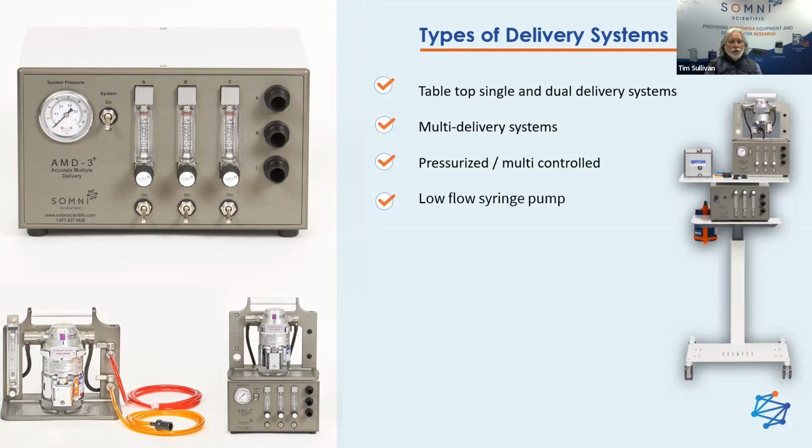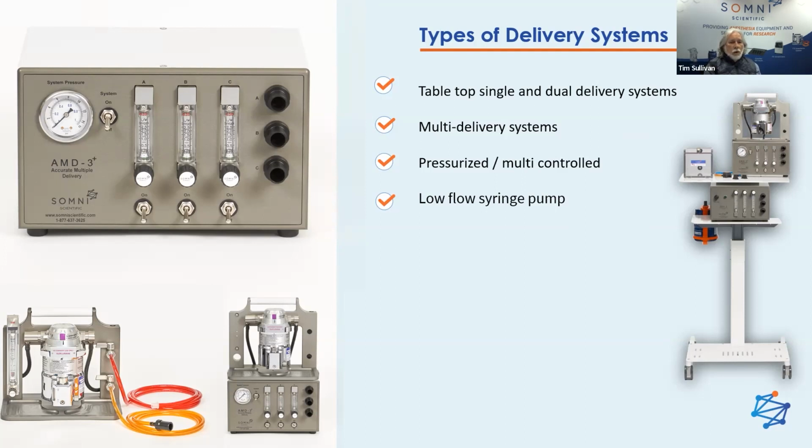The downside to splitting the gas in this manner is you don't really have any control of how much of that flow rate goes to each device, just the overall flow rate controlled by the flow meter. Another type of system, and more efficient, is shown on the right-hand side. These types of systems are pressurized systems. The one on the right is the Somni AMD3. The AMD stands for Adjustable Multiple Delivery System.